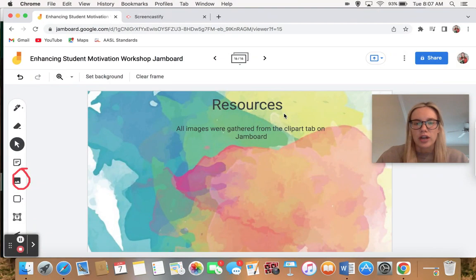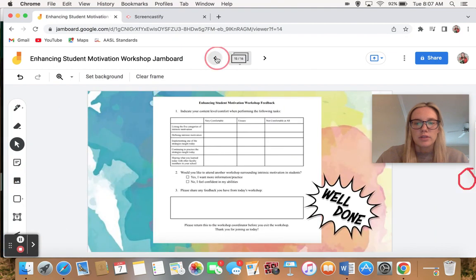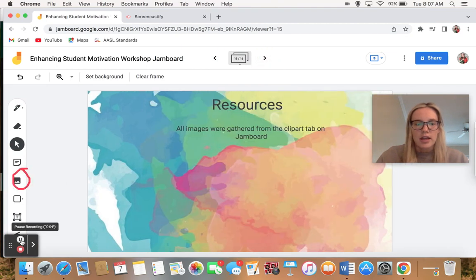I wasn't really sure how to cite from clip art, but that's all I used in this was clip art. So I hope that works. But that is my workshop. Thank you.